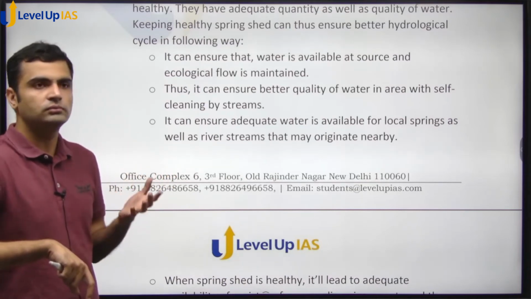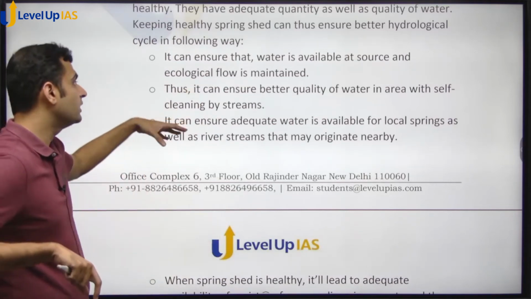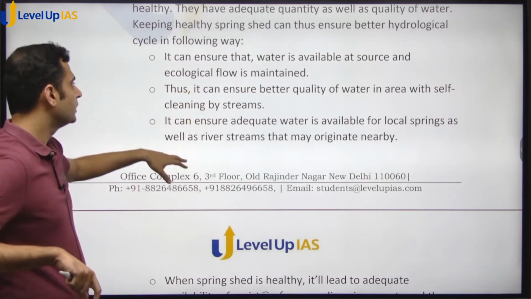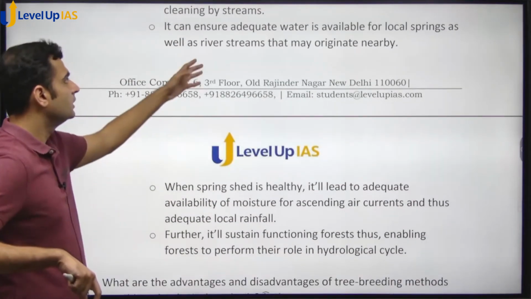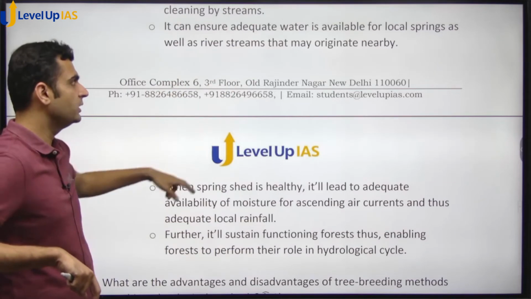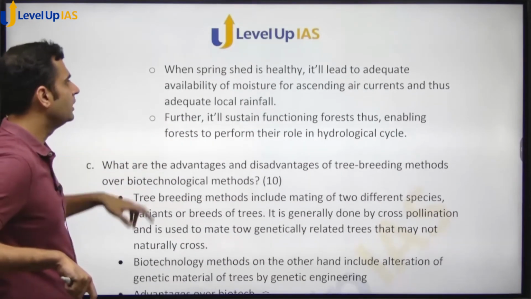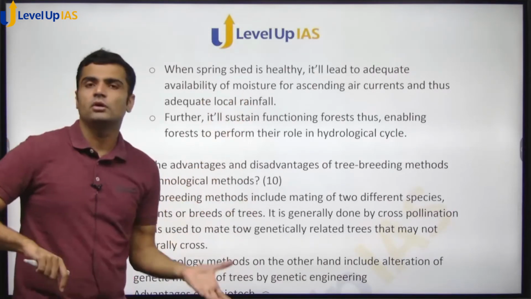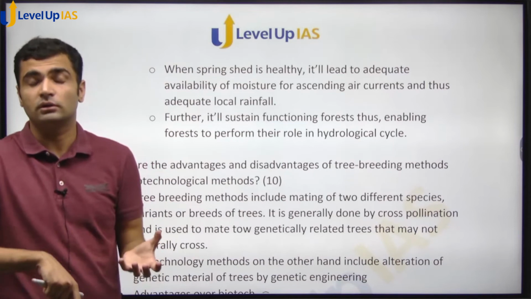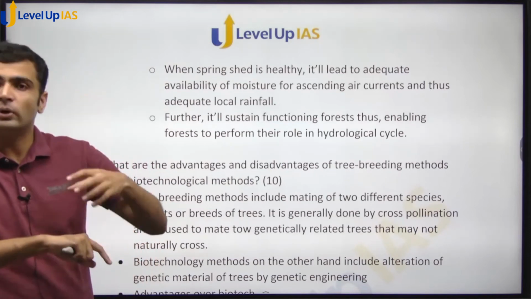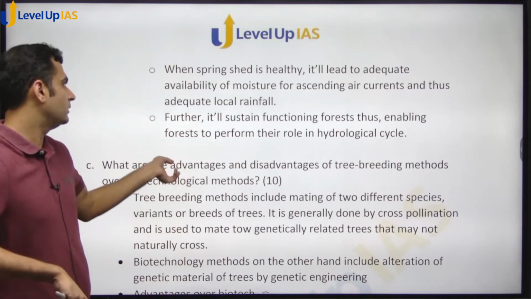So we will have better quality of river because there is natural self-cleaning ability by streams. It can ensure adequate water availability of local springs and streams that may originate nearby. Then when spring shade is healthy, adequate availability of moisture is there, and it will lead to adequate moisture ascending currents, which will lead to adequate local rainfalls, which will lead to healthy water cycle.